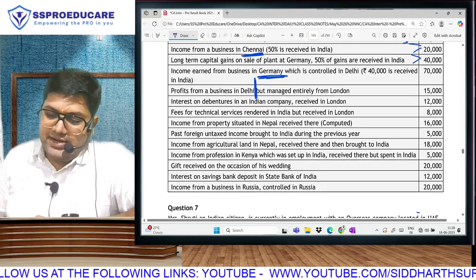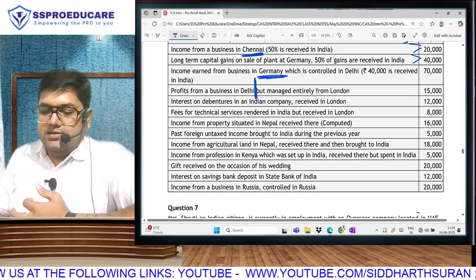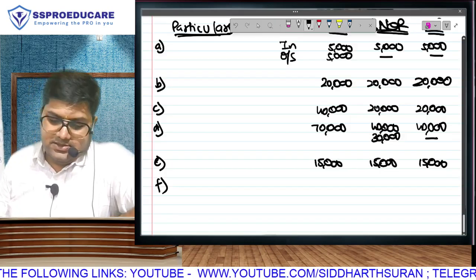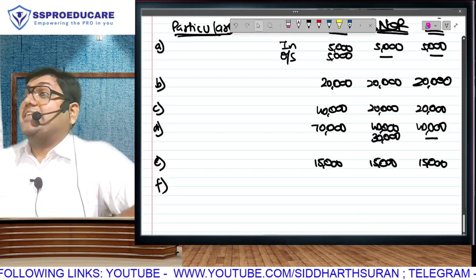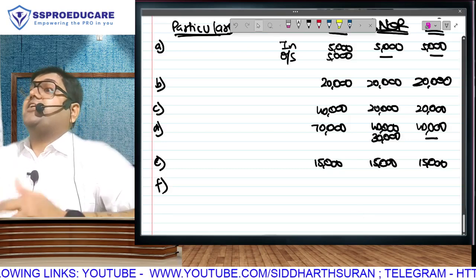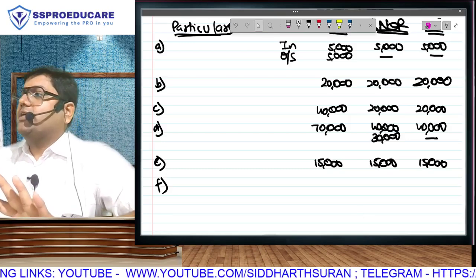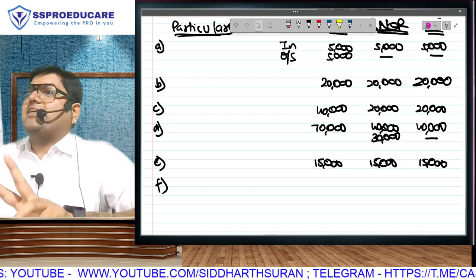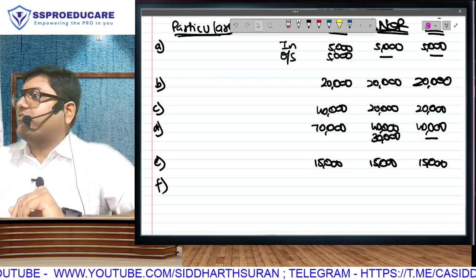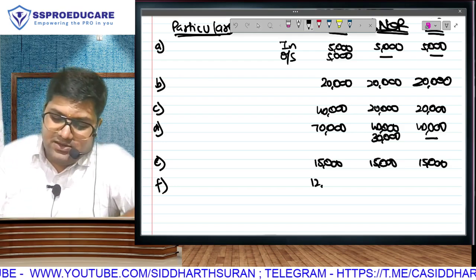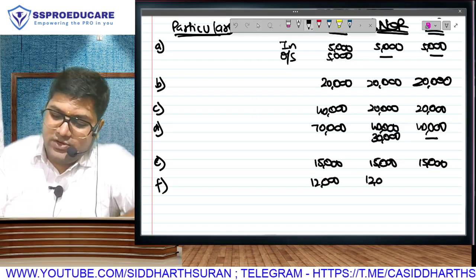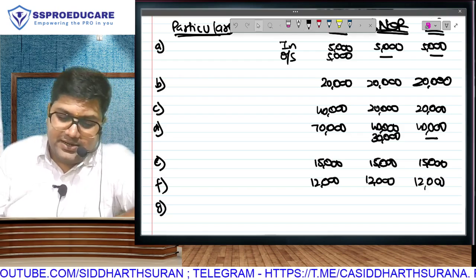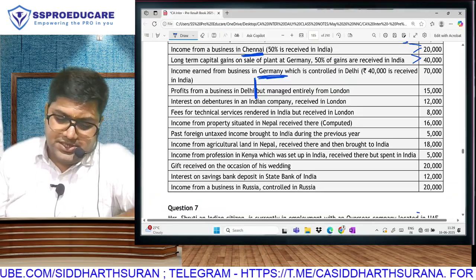Interest on debentures in an Indian company received in London. Why? Because Indian company is resident. Any interest paid by resident is always going to be considered as Indian income. Only non-resident to non-resident we have to see for use in business. But resident is paying. First column, so in any case we don't have to use our brain. But second and third column also it will come. Correct? Chalo. G.